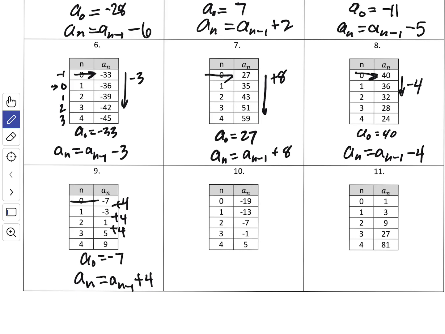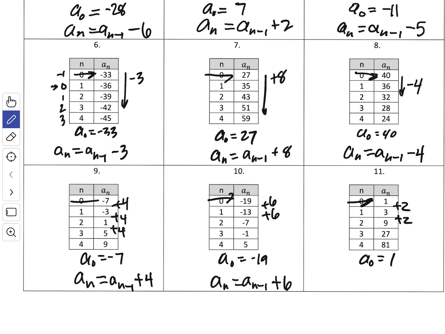Generally, you want to check a few. Okay, so start at 0. A sub 0 equals negative 19. A sub n equals a sub n minus 1. Negative 19 to negative 13 to negative 7. Looks like we're adding 6 each time. So plus 6. Again, a sub 0 equals 1.